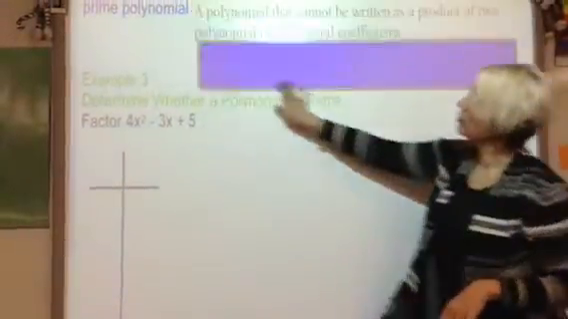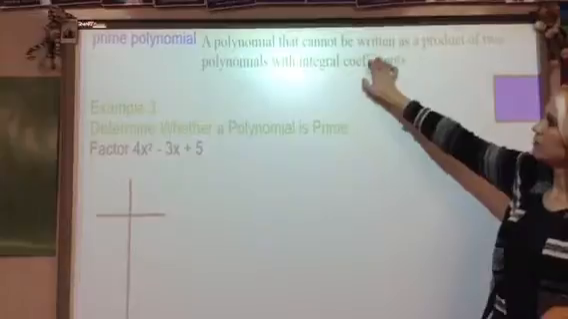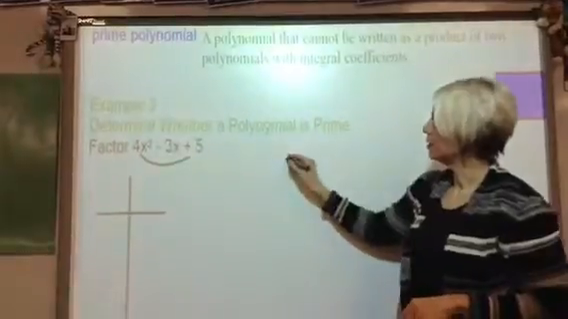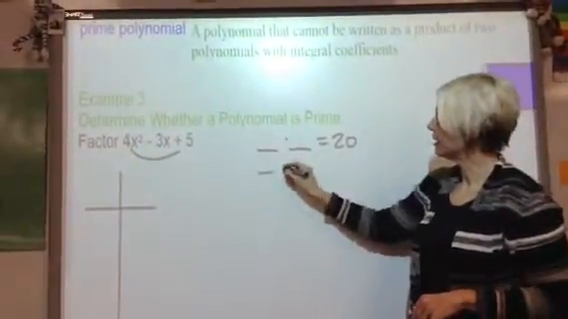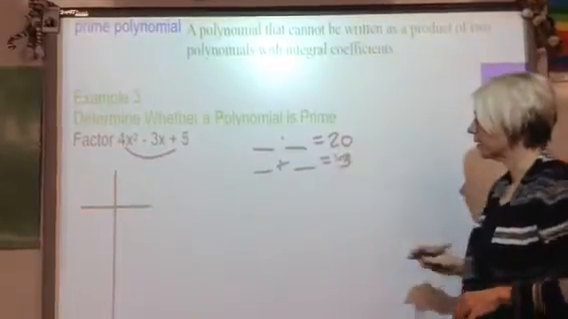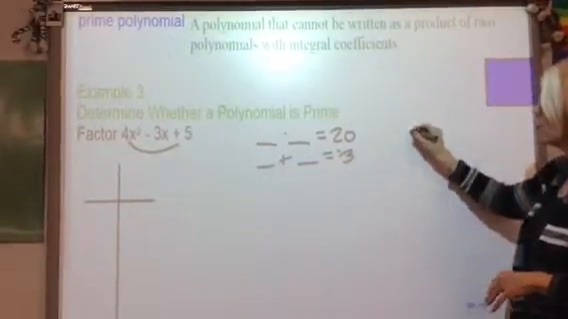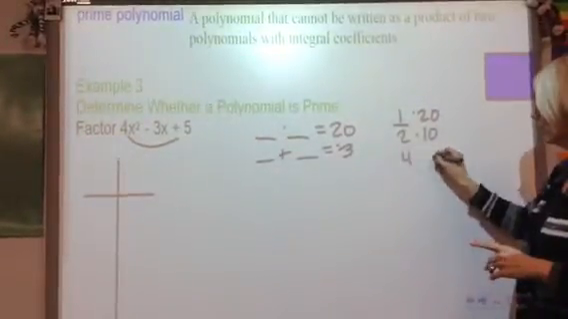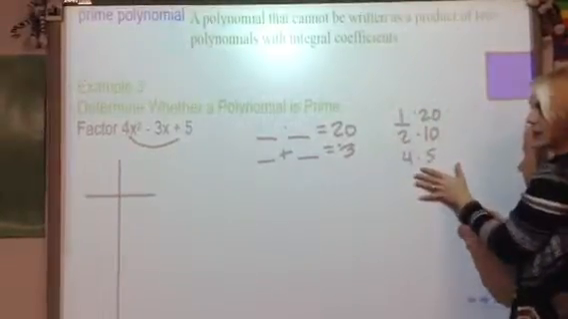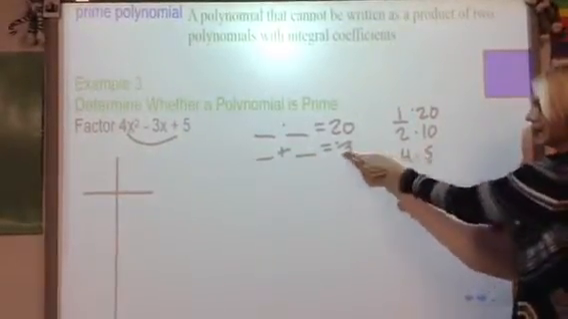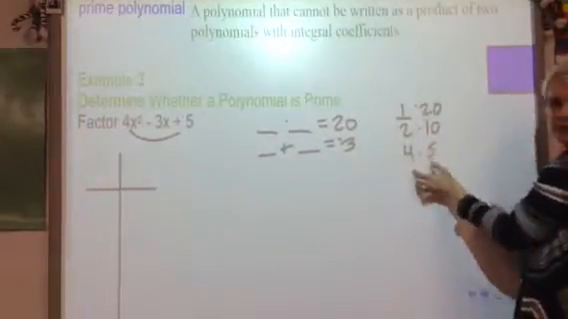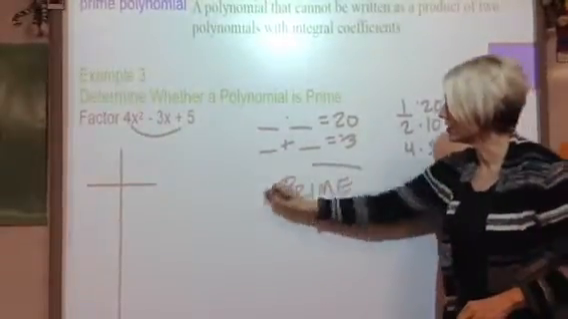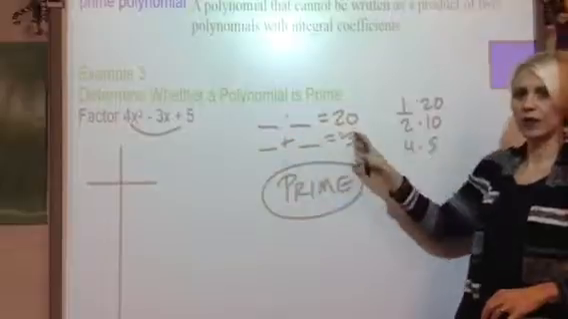A prime polynomial is a polynomial that cannot be written as a product of two polynomials with integral coefficients. What that means is you're going to start your AC method and look for factors of 20 that would give you a sum of negative 3. Well, there are none. If you look at the factors of 20, 1 and 20, 2 and 10, 4 and 5, and that's it. These are all the factors of 20, nothing else. And if you wanted a sum of negative 3, none of these would do that for you. So this is what we would call a prime polynomial because there is nothing that you can multiply that would give you that particular sum.